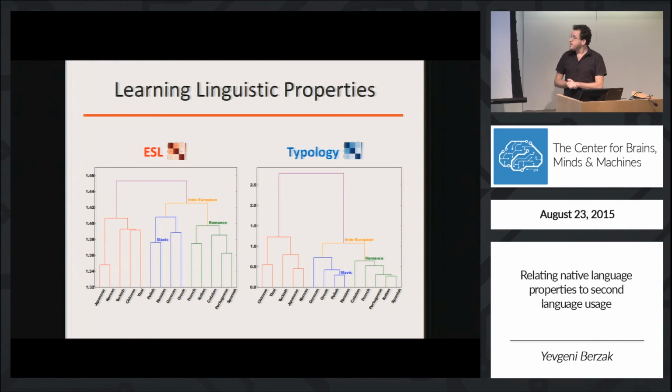So to give you one example of the results that we can obtain using this method, on the right you see a language tree, or maybe you see a language tree that represents similarities between languages according to their linguistic properties. On the left, you have a similarity tree between languages according to the way native speakers of these languages are using English. And the cool thing to bear in mind is that the tree on the left was obtained entirely from English without access to any knowledge about any of these languages.